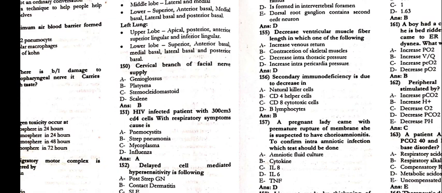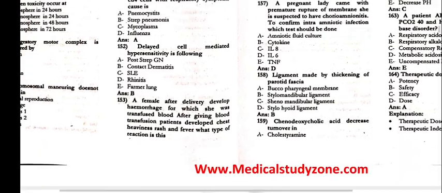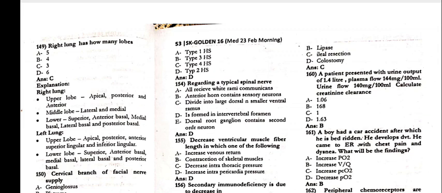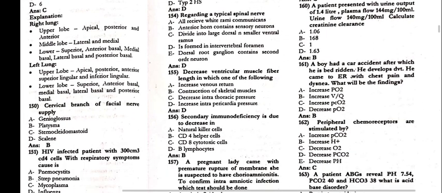Next, 151, the HIV infected patient with 300 per cubic millimeter CD4 cells with respiratory symptoms, cause is pneumocystis. 152, the delayed cell mediated hypersensitivity is by the contact dermatitis. Next, this one lengthy scenario is going towards the type 2 hypersensitivity. 154, regarding the atypical spinal nerve, it is formed in the intervertebral foramen. 155, the decreased ventricular muscle fiber length, in which of the following there is increased intrapericardial pressure. Next, 156, the secondary immunodeficiency is due to the decrease in the CD4 cells.